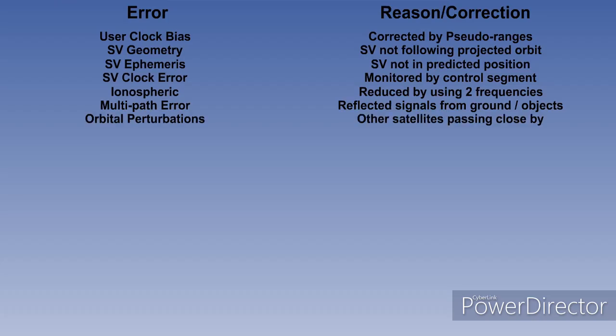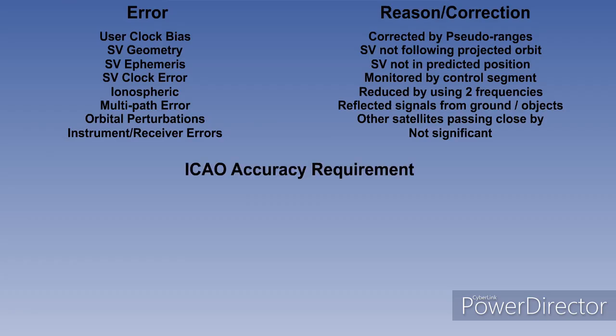Orbital perturbations can be caused by the influence of other satellites passing close by, and there will always be receiver and instrument errors in any manufactured equipment. Finally, we'll quote the 95% accuracy figures required by ICAO. Any commercial GPS will meet this specification, including the one in your car.